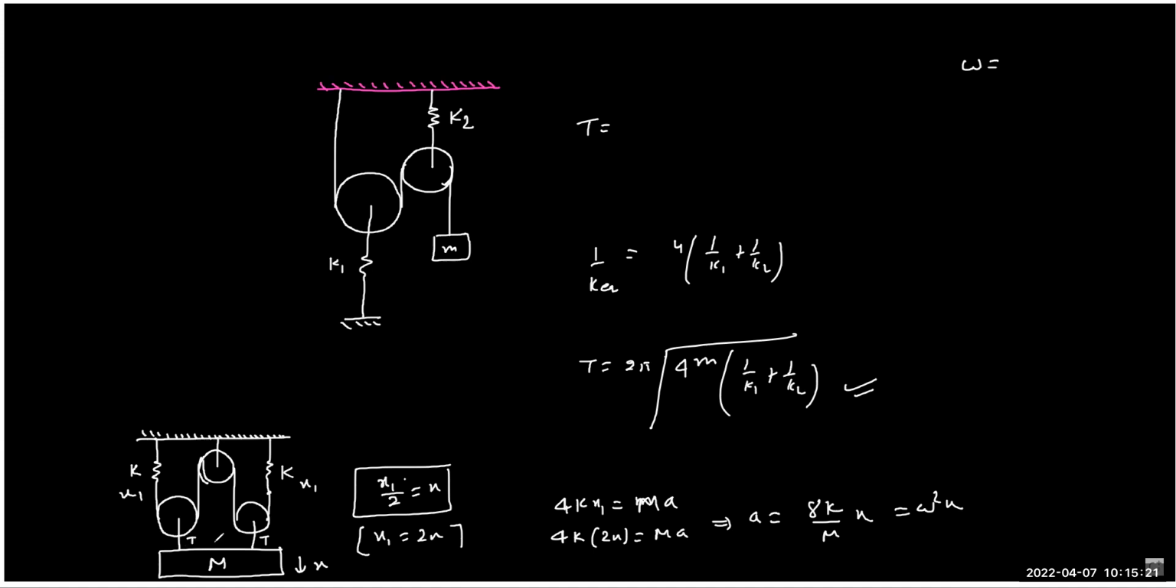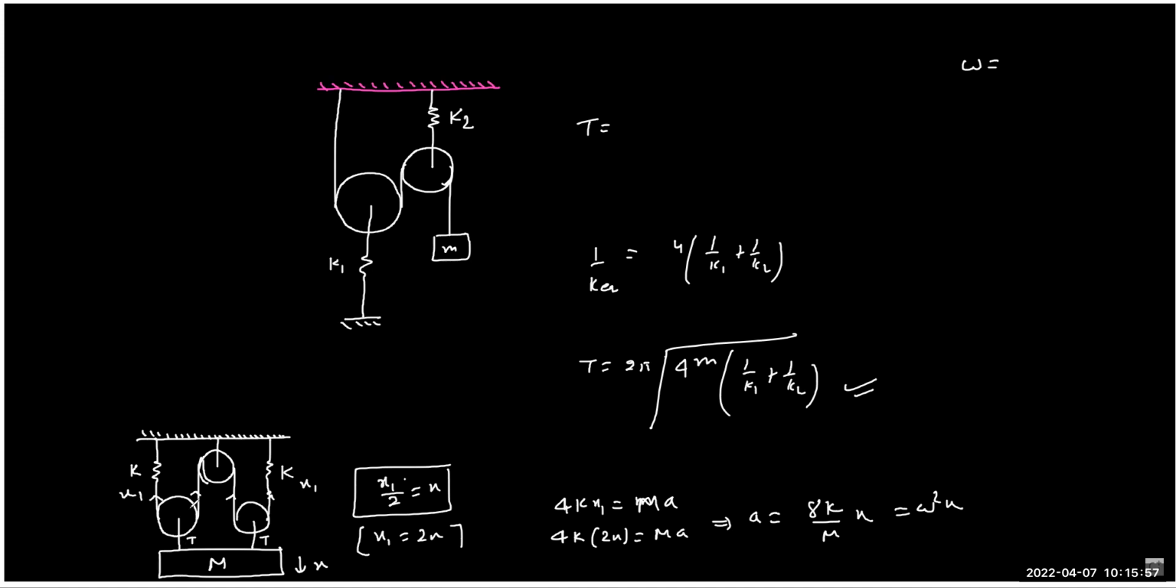See, the plank is experiencing how much force? 4t. I mean, here 1, 2, 3, 4. And the force is how much? Kx1, no? Yes, sir. That is the reason. Understood? Why it is 4? There are only two springs, no? So but the force is how much? The pulley is attached to the plank, no?